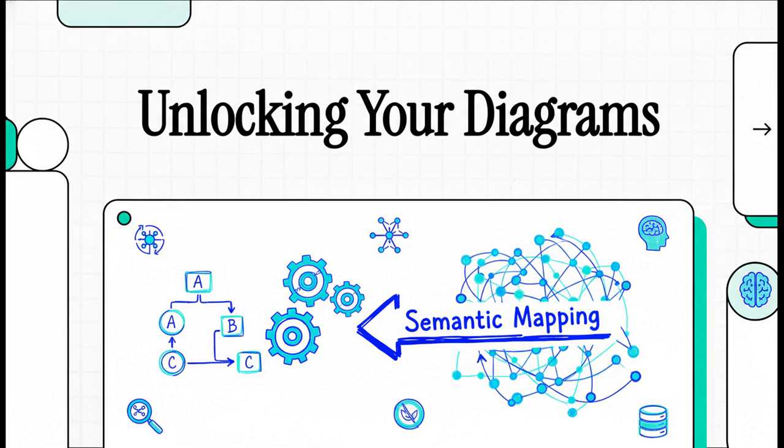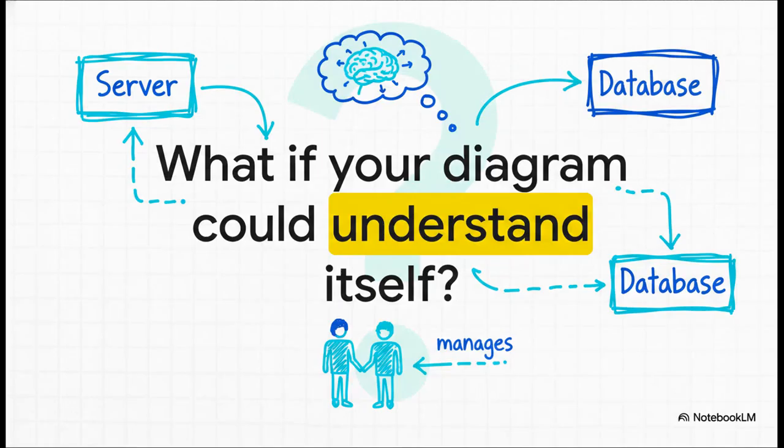We're going to dive into how you can turn those simple drawings into incredibly powerful, intelligent data tools. So let's get right into it. Just start by thinking about this question. What if your diagram could actually understand itself? I mean, what if it knew that a box you labeled server was a server? Or that a line connecting two people actually meant a specific relationship, like manager to employee?